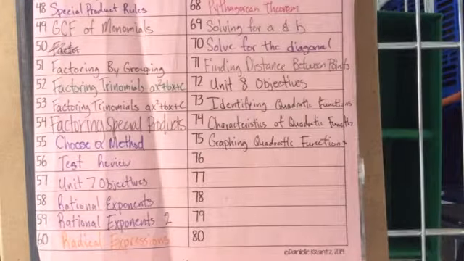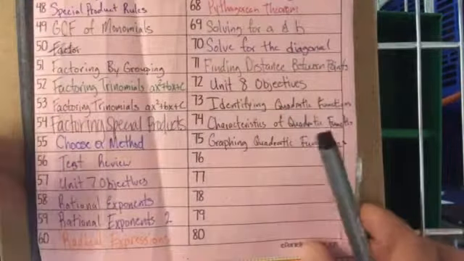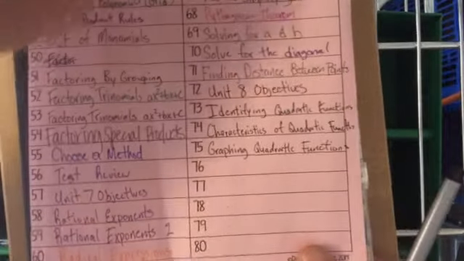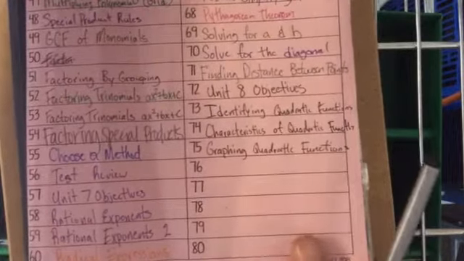Okay, so page 75, graphing quadratic functions. Turn to page 72 so we can add to our objectives. So page 72, Unit 8 objectives. And we can do a quick recap of what we talked about last week.